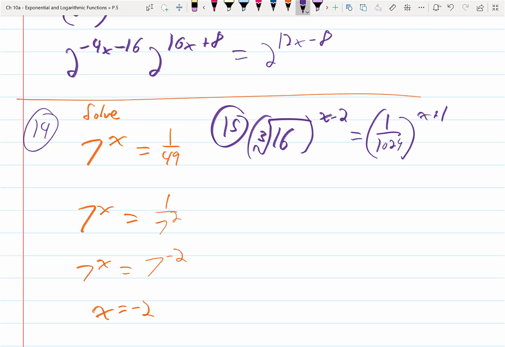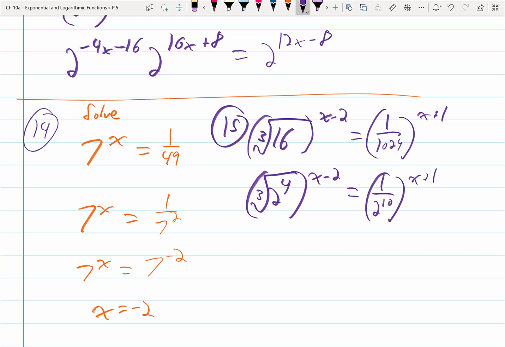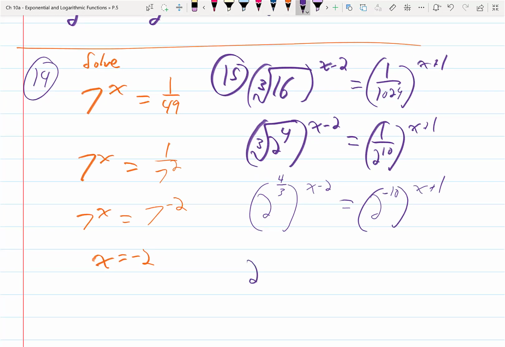What is 16, by the way? 2 to the 4th. So we got cubed root of 2 to the 4th to the x minus 2 equals 1 over, what is 1024? 2 to the 10th. And now keep them going. 2 to the 4th cubed root is really 2 to the 4/3 to the x minus 2. And this is 2 to the negative 10 to the x plus 1. Which means this is 2 to the 4/3 x minus 8/3, and 2 to the negative 10x minus 10.